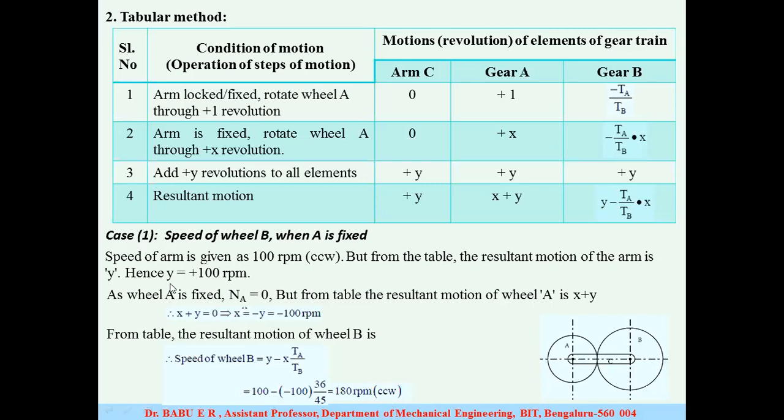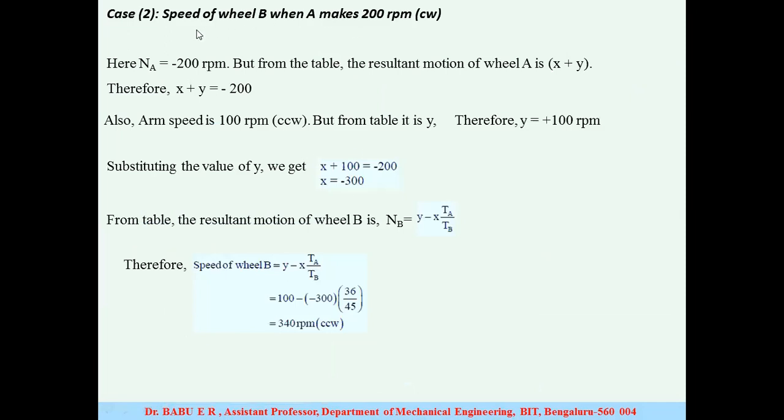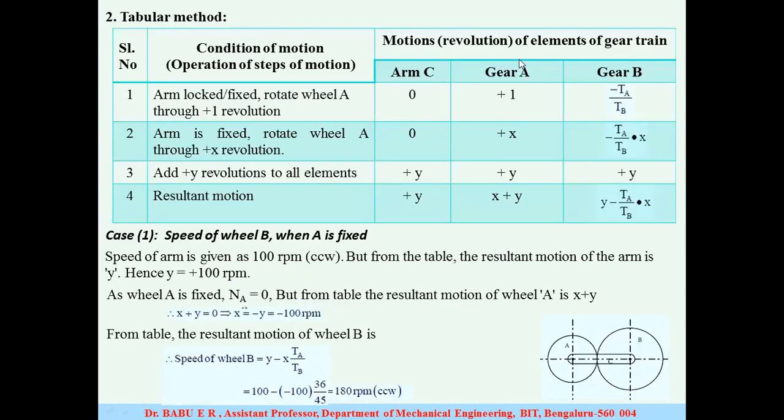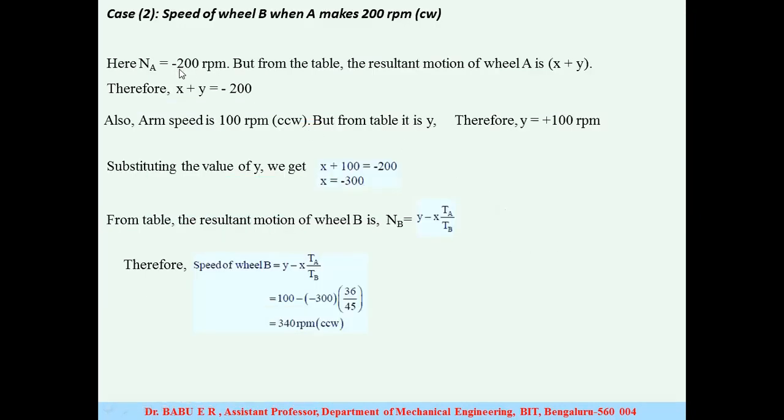So this is case 1. Go to case 2: the speed of B when A makes 200 rpm in the clockwise direction. So the speed of A, that is NA, is equal to 200 rpm clockwise, so it is negative. But from the table, the resultant motion of gear A is x plus y. From the given data, it is minus 200 rpm. So therefore, x plus y is equal to minus 200.